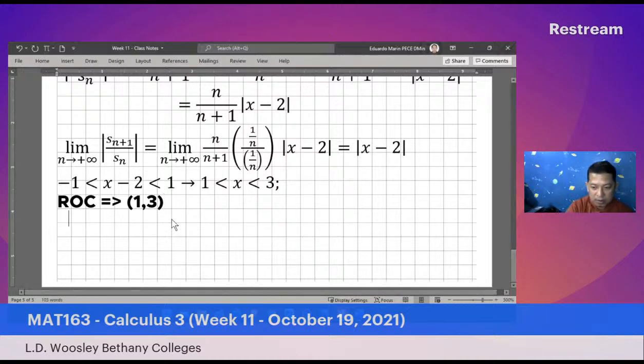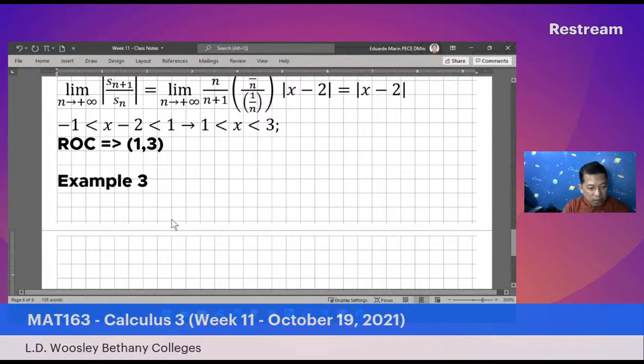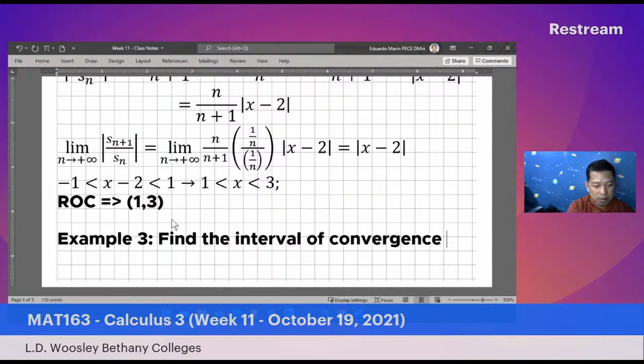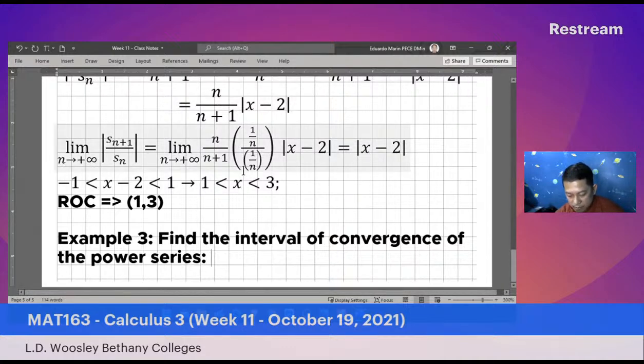Okay, another example here. Example number 3. Okay, so given here, find the interval of convergence of the power series defined here. So, sige. Talaga nakakalito to, Dale. Kaya kailangan medyo basa-basa ka. Ayan, ito. Kaya meron pa tayong mga sample problem.